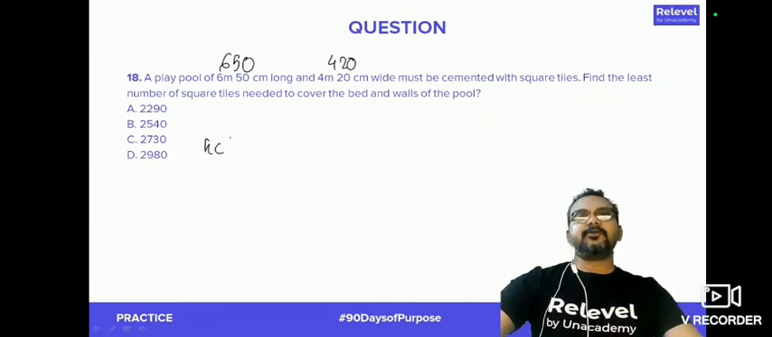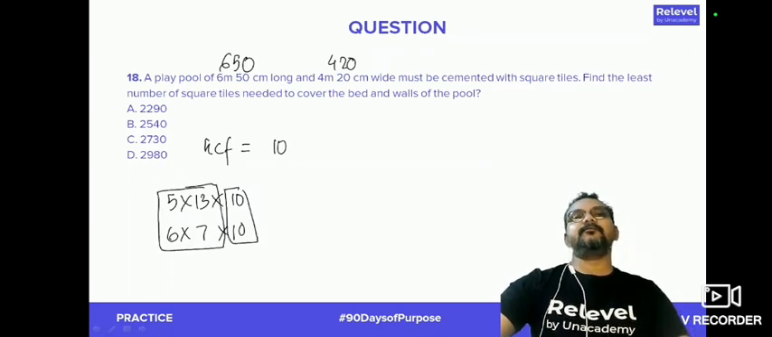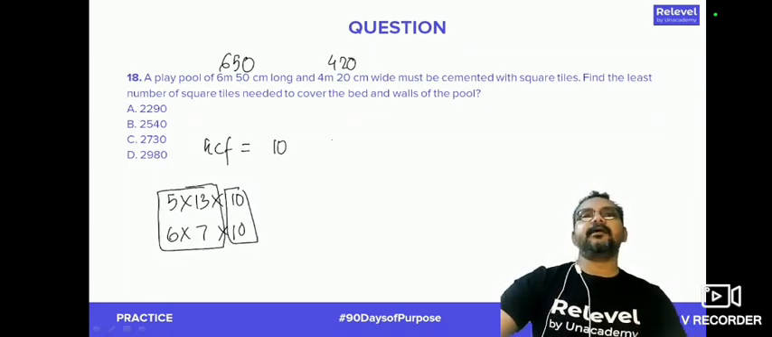So the highest common factor in this case would be 10, because 650 is 5 times 13 times 10, whereas 420 is 42 times 10. 42 is 6 times 7 times 10. So clearly apart from the 10, nothing else is common to 13, 5 and 6, 7. So the HCF is 10.